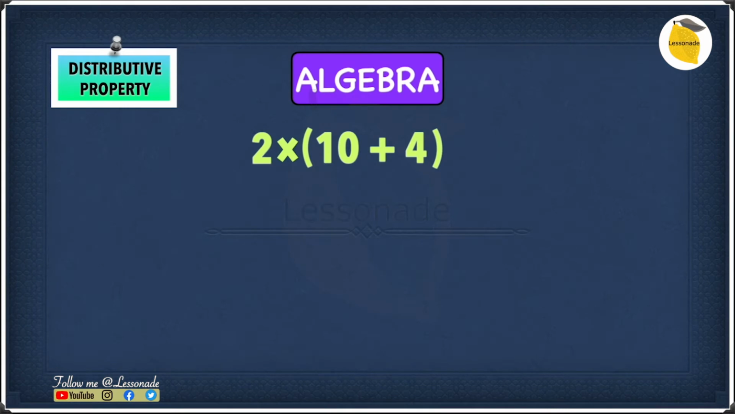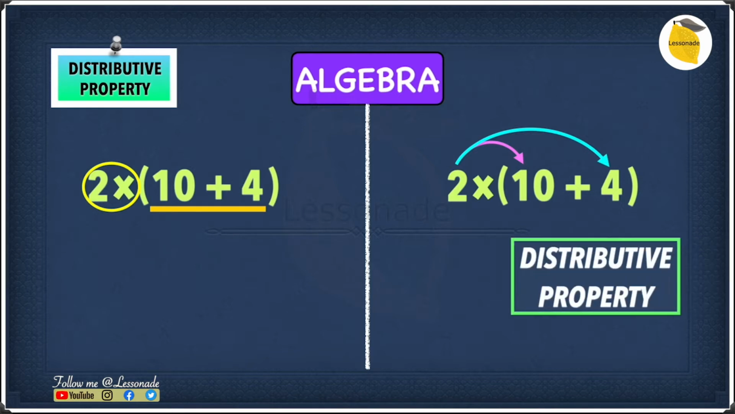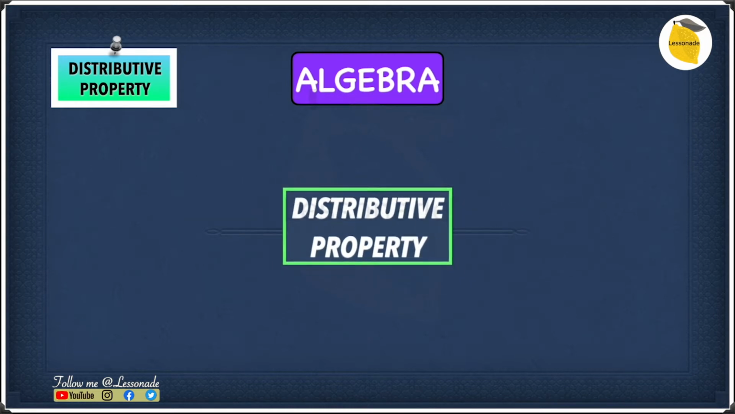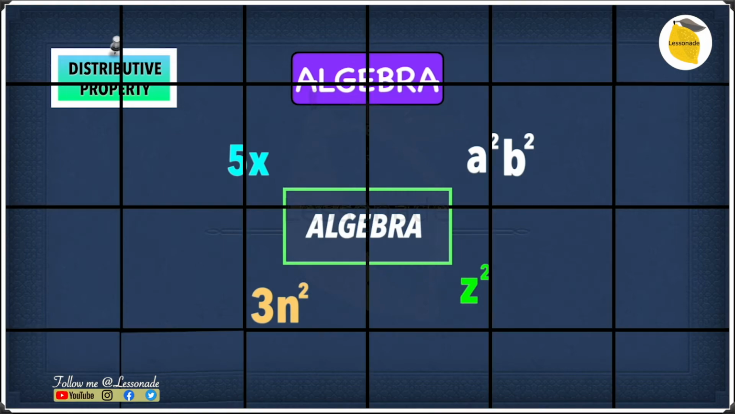Before we have a look at distributive property, let's have a look at this example, which is 2 times grouped 10 plus 4. We can work this question out in two ways. One, we can work out what's in the brackets and then multiply by the 2, or we can distribute a copy of the 2 to each individual in the group. In other words, we can use the distributive property. The thing to remember is that in algebra, we normally use the distributive property because algebra always contains unknown values, and the distributive property works best when it comes to unknown values.